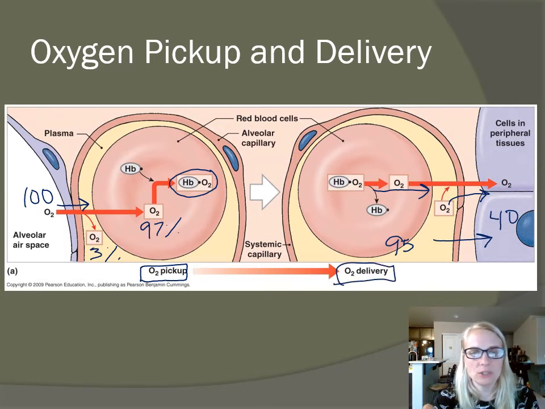It's just split into those two categories. A tiny percentage, 3%, is dissolved in the plasma. A larger percent, the 97%, is bound to hemoglobin. Pretty easy. It's picked up at the lungs, dropped off at the peripheral tissues.